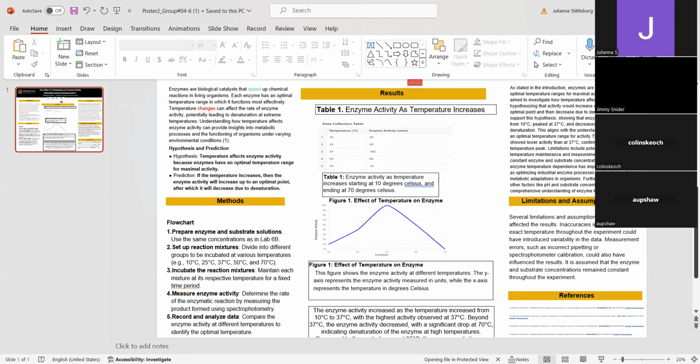So these are our results. In table one, this is just a table of our data. You can see as temperature goes up, so does enzyme activity until 37 degrees is reached, and then it starts to go back down. And then figure one is the same thing, we just made it into a graph. As temperature goes up, so does enzyme activity until 37 degrees is reached, and then it starts to go down.